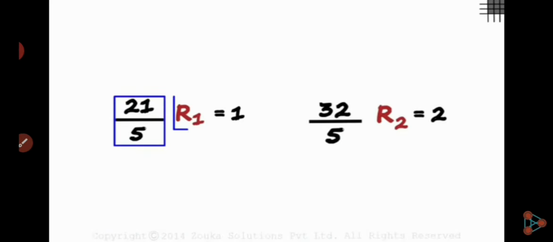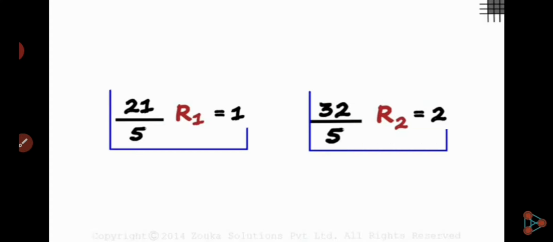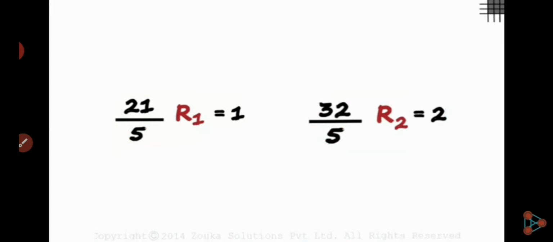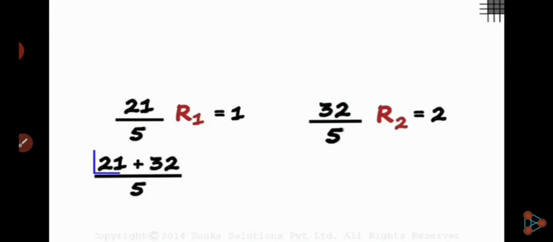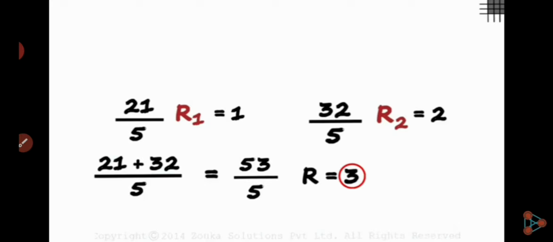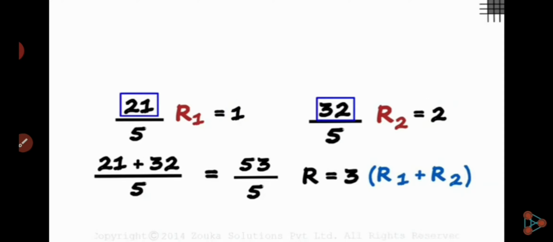21 divided by 5, then our remainder will be 1. And 32 divided by 5, then the remainder is 2. See here, both the divisors are 5, but here the remainder is 1 and here the remainder is 2. If we add both the numbers, our answer is 53 upon 5. If we divide 53 by 5, we get remainder 3, which is R1 plus R2. 2 plus 1, 3.